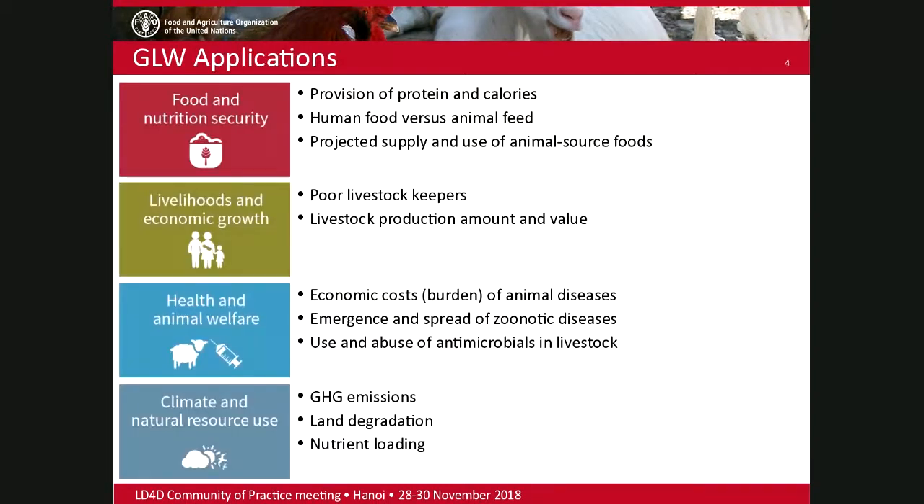We have this on the left. We have these 4 areas that we use as a framework for sustainability: food and nutrition security, livelihoods and economic growth, animal health and animal welfare, and human health as it relates to that, and climate and natural resource uses. This is a framework that we're using, and I'll talk about this in one of the groups tomorrow as well. And there are applications that have been found in all of these different areas of using the data. So they're widely used, and there's a lot more that can be done with it. So encouraging people to do as much as possible with it.